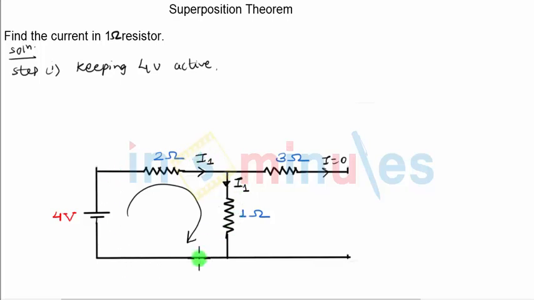The current in this whole loop is nothing but I1. So if I simply apply KVL equation, whatever mesh we have, let us apply KVL in that mesh. I'm going to travel in clockwise direction. The first voltage will be 4 volts as I'm going from negative to positive terminals of the battery.